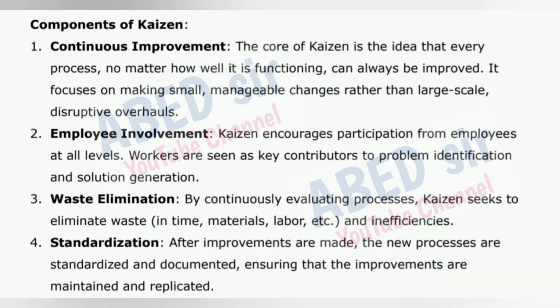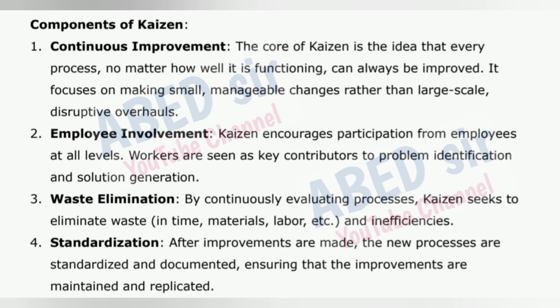Components of Kaizen. 1. Continuous improvement. The core of Kaizen is the idea that every process, no matter how well it is functioning, can always be improved. It focuses on making small, manageable changes rather than large-scale disruptive overhauls.